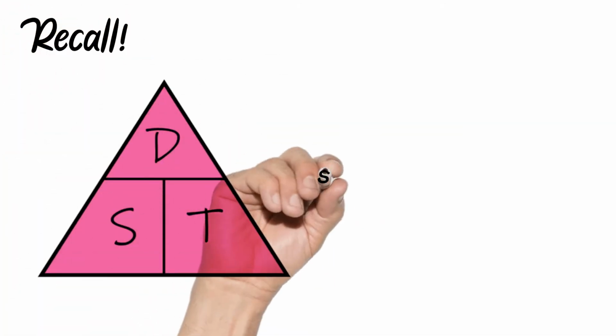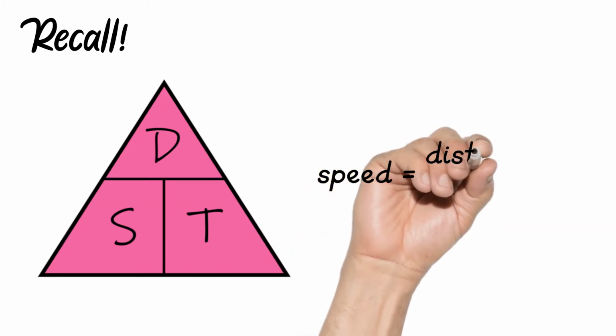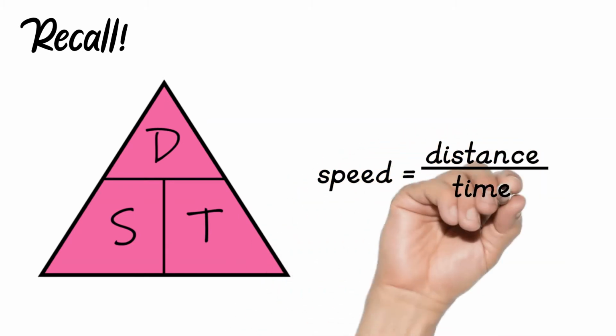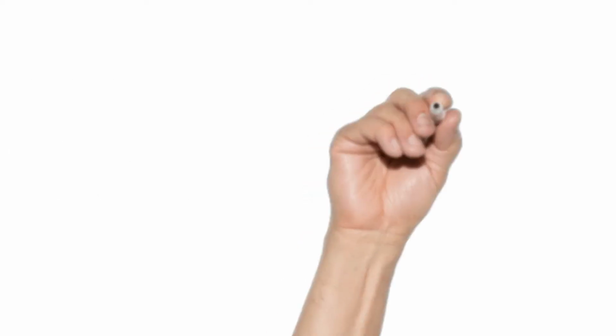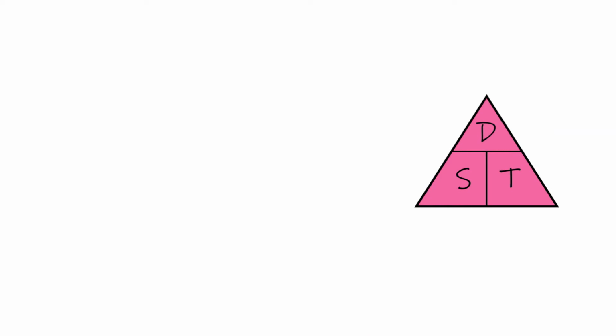So to recap, this is how distance, speed and time all relate to each other. Speed is distance over time, and distance is speed times time. So we're going to practice using that first before we do anything else. So using this triangle, example 1.